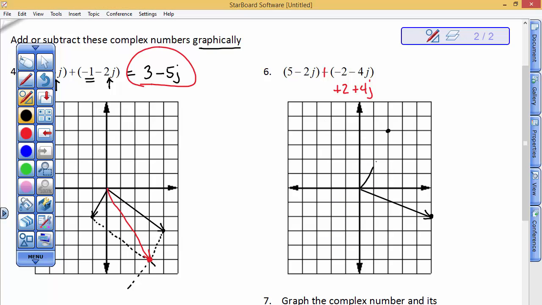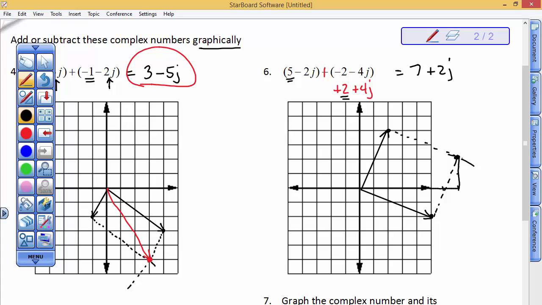Now remember, I am going to take 5 and 2 and get 7. And this minus 2j and a positive 4j is a positive 2j. And my parallelogram should take me out to the right, a positive 7. So here's 5, 6, 7. And then up 2. Sure looks like I go to the right 7 and up 2 to get to that spot, which is the resultant of this.